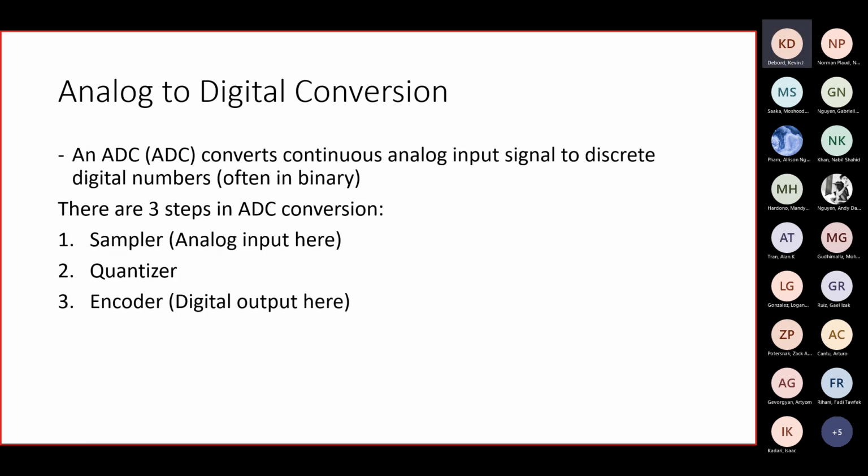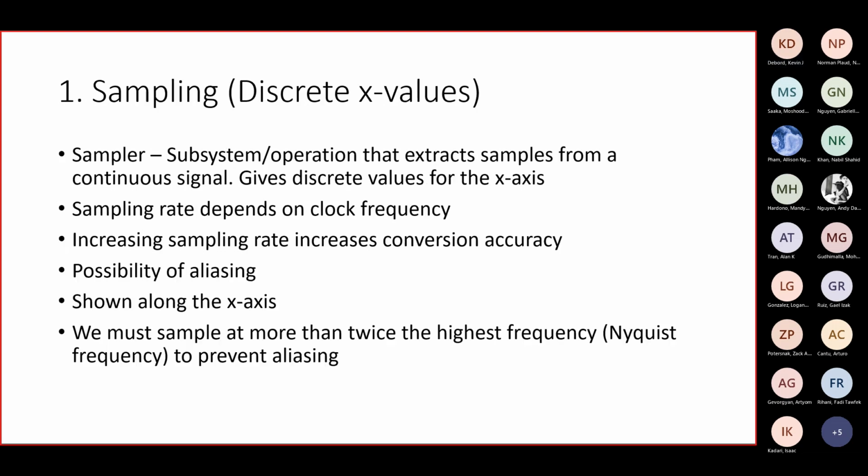If you guys don't remember, it's where we take the middle value and we do the step sizes and all that. You remember that? Yeah, so the sampler takes the x-axis and makes it into discrete values, and the quantizer takes the y-axis and turns those into discrete values. And then the encoder, y'all are in digital systems, I think, so you know what an encoder does, and the digital output will go there. Okay, so sampling, like we just said, takes analog x values and turns them into discrete x values. Again, this is very important.